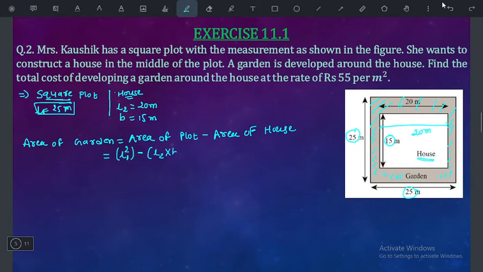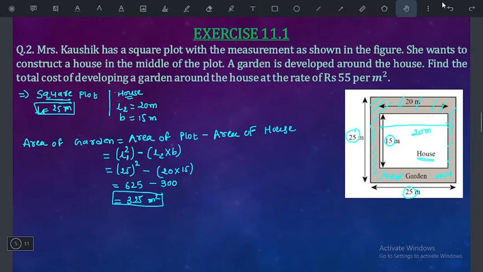minus area of house, which is L2 into B. L1 is 25 square, minus L2 is 20 into B, that means 15. 25 square is 625, minus 20 times 15, that means 300. 625 minus 300 is 325 meter square. This is the area of the garden, that means the gray portion. The area of the gray portion is equal to 325 meter square.